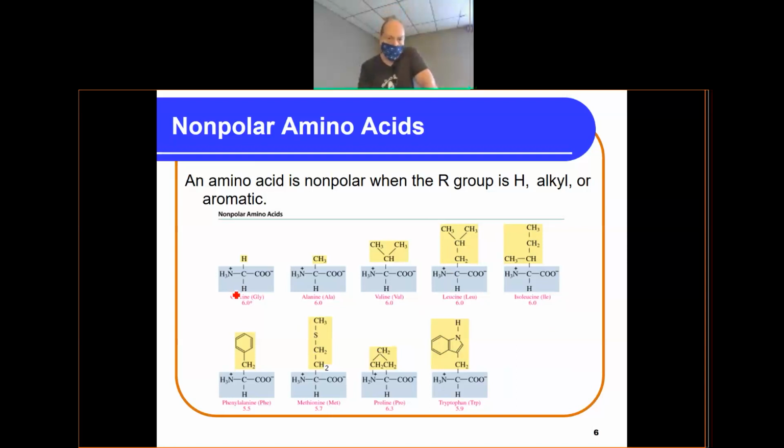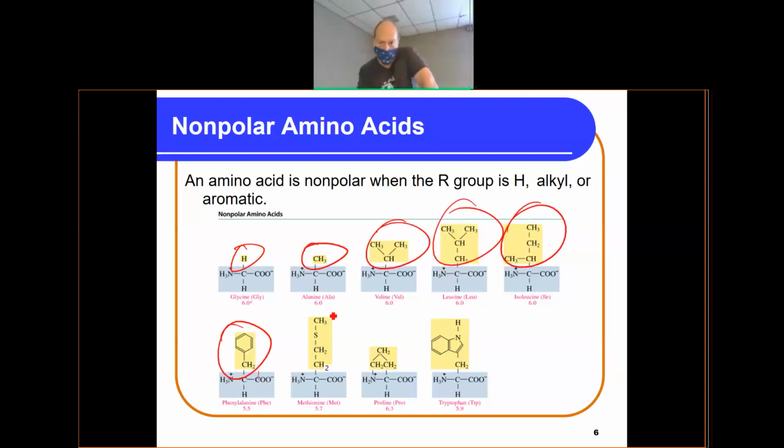All right, and so you have your nonpolar, so that's H. Here's C and H only, here's C and H only, and so on. Now there are two, and we did this one in the homework, methionine. This is a sulfur between two carbons. That one's nonpolar. The other one is going to be harder to remember because it looks like an amine. It does look like an amine.